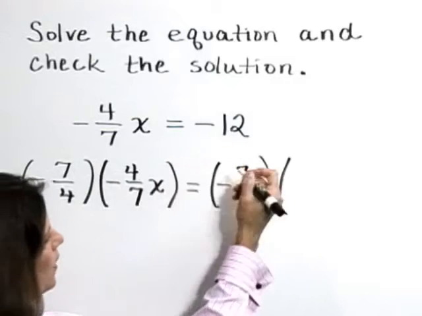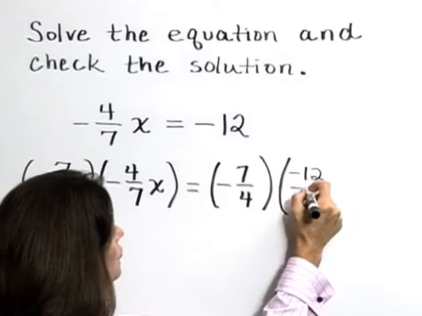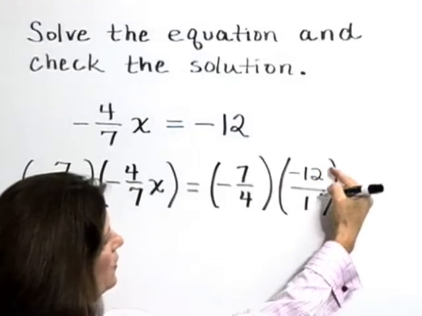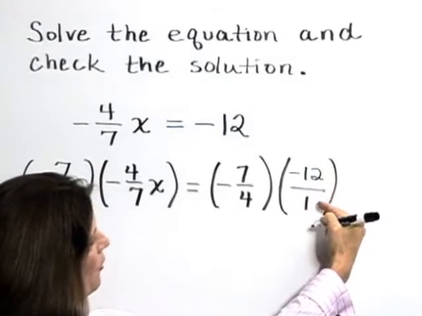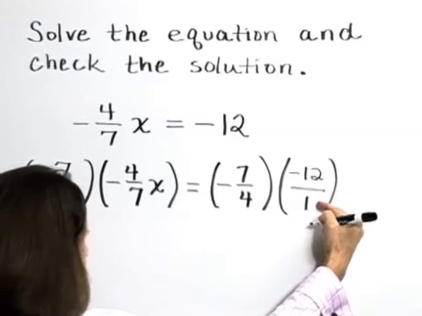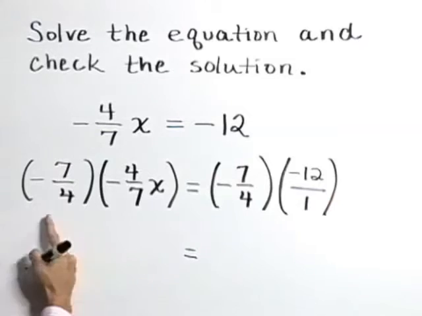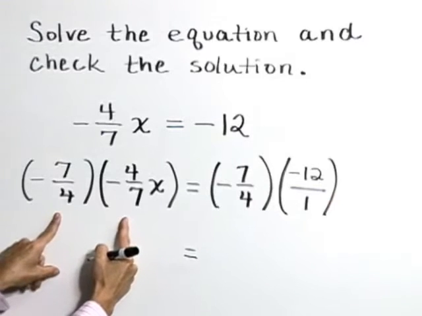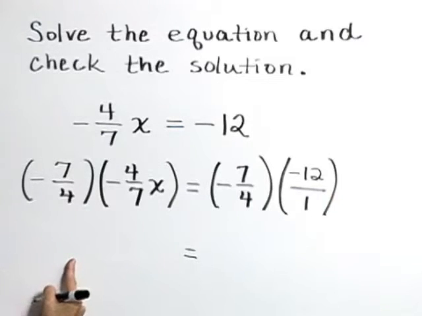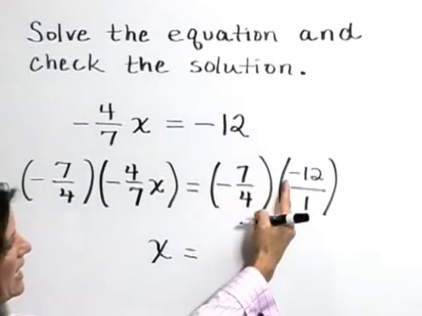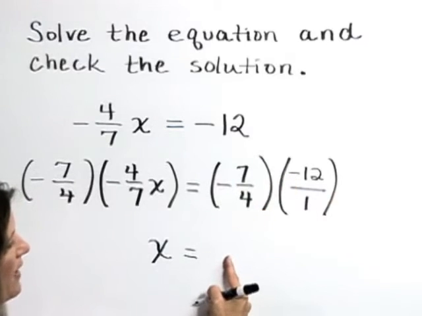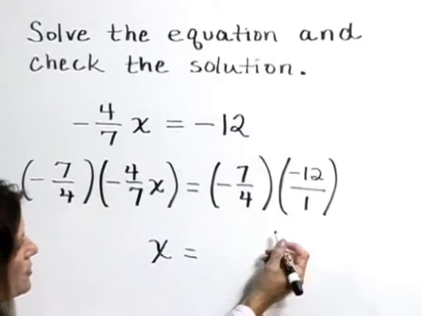Now that negative 12, I'm going to write as negative 12 over 1 so that we can see clearly the numerator and denominator values. Multiplying on the left, as we multiply these reciprocals, they cancel out, giving 1x or just x. Multiplying on the right, as we multiply a negative times a negative, we get a positive outcome. And before multiplying, let's cancel common factors.